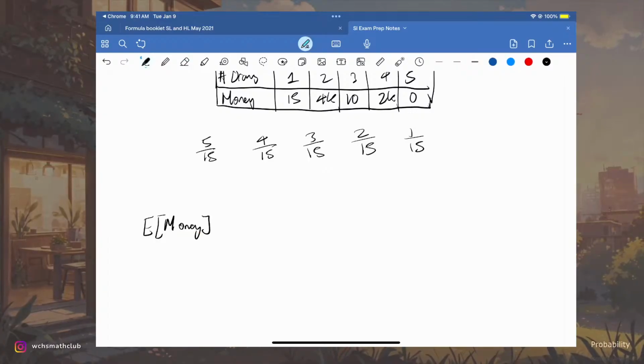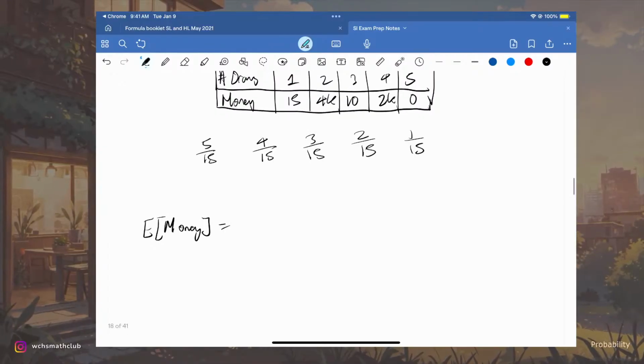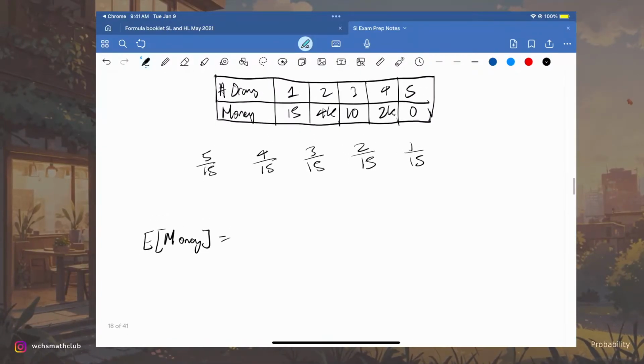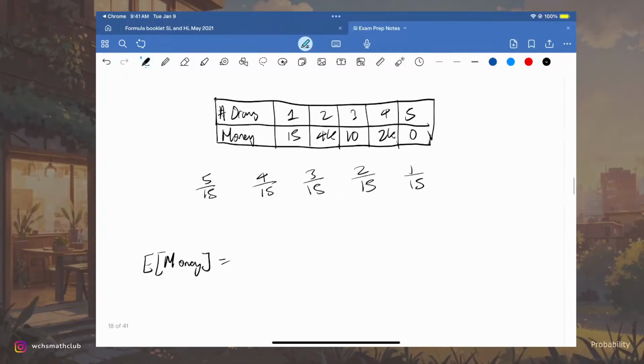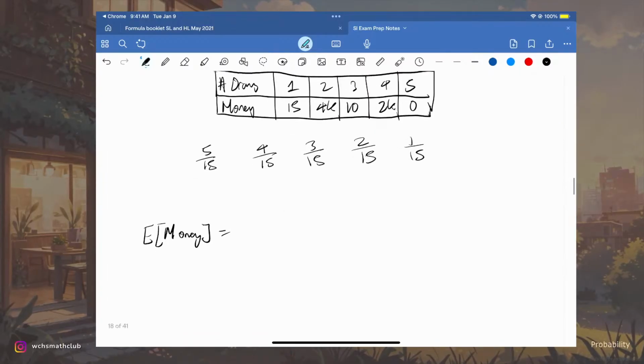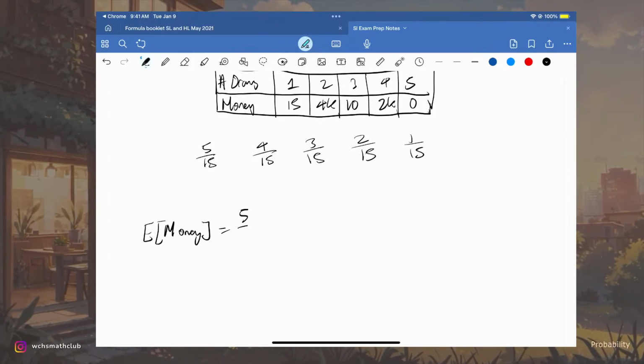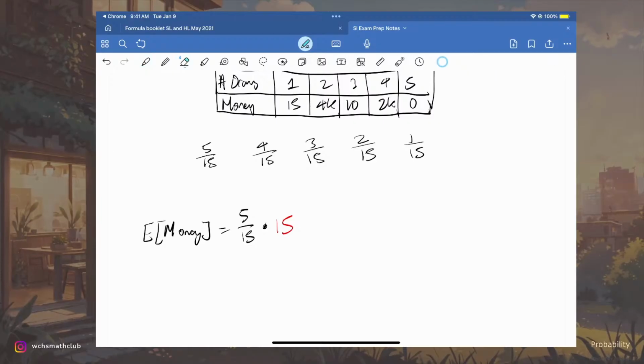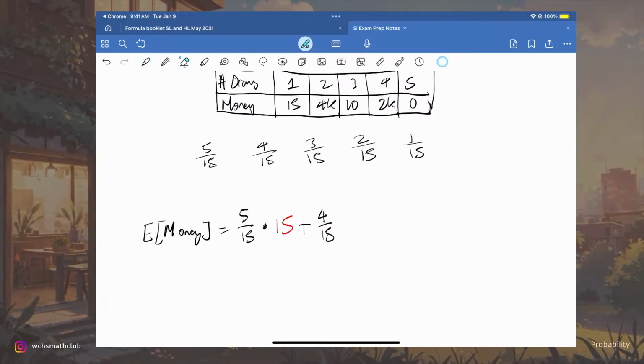Okay, so the expected value is basically, in essence, we're going to multiply the probability of getting that outcome by the value, which in this case is the money you get from that outcome. So for one draw, we have 5 over 15 times the value. What is the value? We have 15. And then 4 over 15.